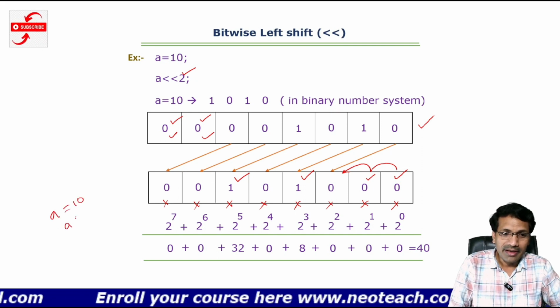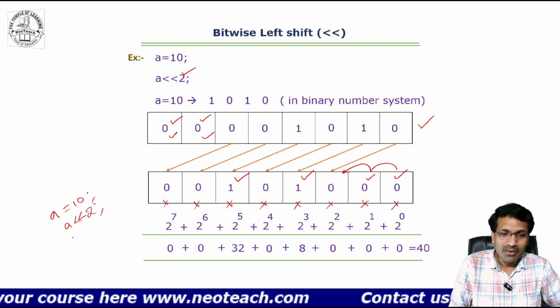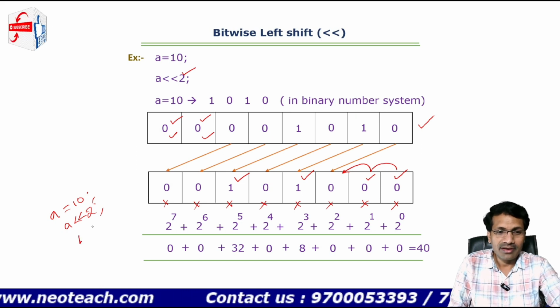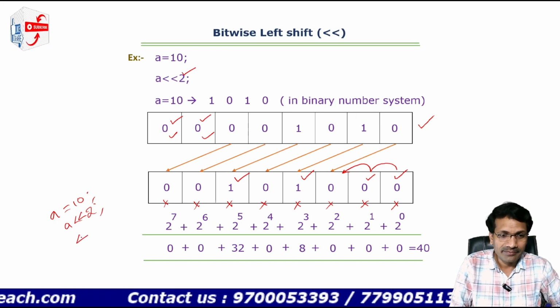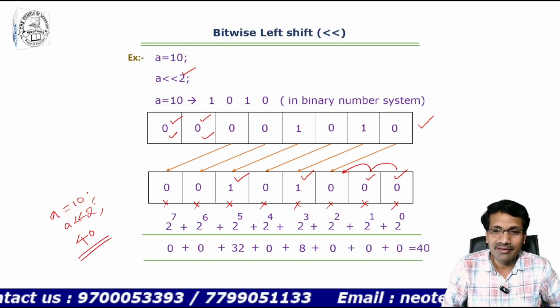We did a left shift operation, and the result we finally got is 40. Finally we got 40. So this is one example.